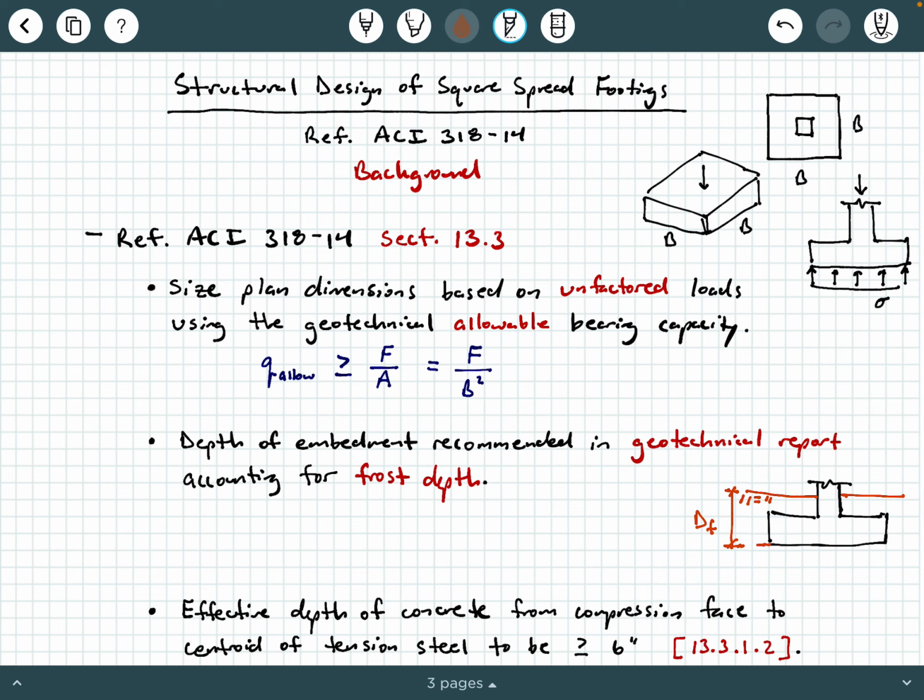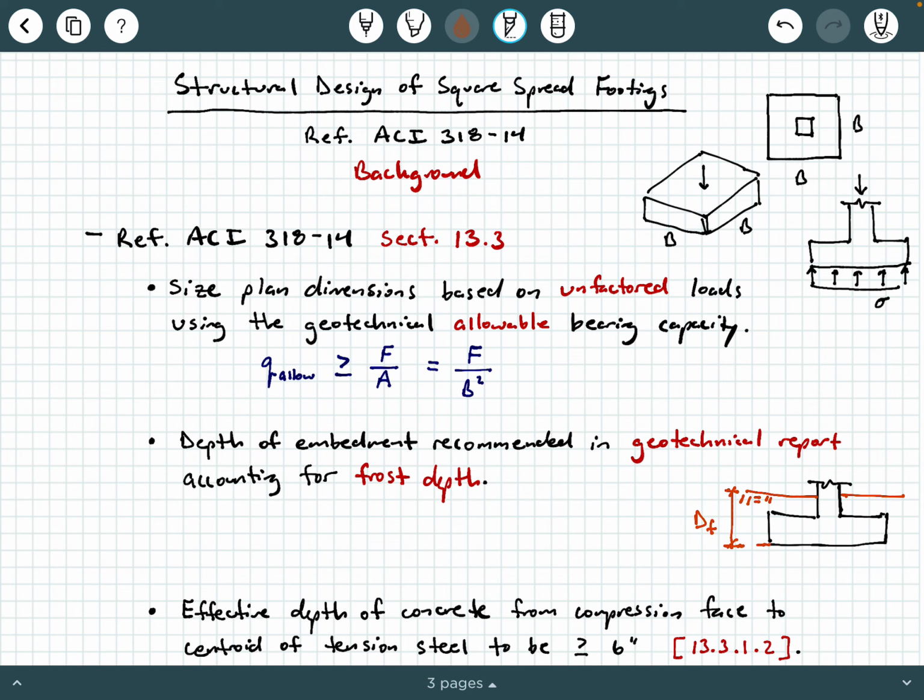And where this comes from is a combination of things. This depth of embedment that would be recommended in the geotech report will partially be related to this Q allowable, because allowable soil bearing pressure is a function of depth of embedment, but it's also going to account for the frost depth in your area of the country or of the world, okay?